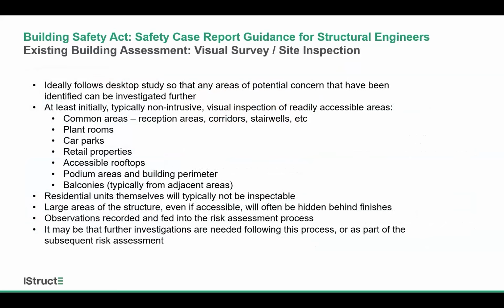Typically, at least initially, the site inspection will be non-intrusive, it will be visual, it will typically be limited to readily accessible areas. So you'll have common areas such as receptions, corridors, stairwells, plant rooms, car park areas, maybe retail properties if they're used at ground level. In some cases, you'll have accessible rooftops. In many apartment blocks, you'll also have podium areas with landscaping. You'll generally have access around the building perimeter, which will allow you to look at balconies, for example, and get a feel for their form. Are there any obvious signs of corrosion, etc.?